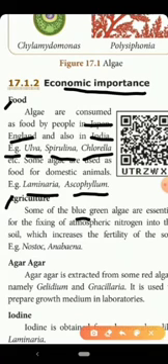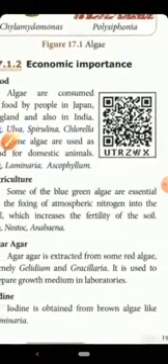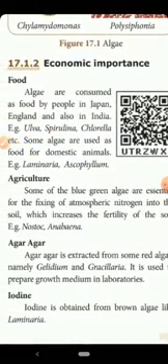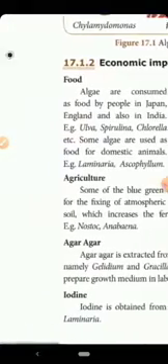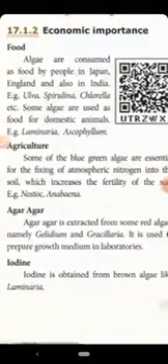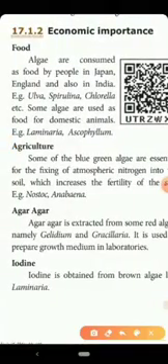Next we discuss agriculture. Some of the blue-green algae are essential for fixing atmospheric nitrogen into the soil, which increases the fertility of the soil. So the farmers use Nostoc and Anabaena in the agricultural field. So automatically the sterile condition of the soil changes to the fertile condition.